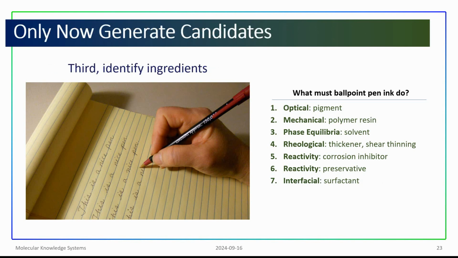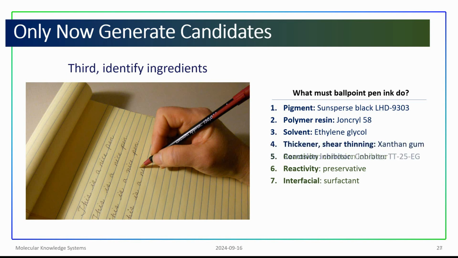Only now, after we have a very good understanding of the structure of our chemical product, do we begin generating candidates. For example, for our pigment, we might choose Sunspurst Black. For our resin, we might choose Jonquil 58. Ethylene glycol for our solvent, xanthan gum for our thickener, Cobertec for our corrosion inhibitor, Proxil GXL for our preservative, and a Surfanol for our surfactant.